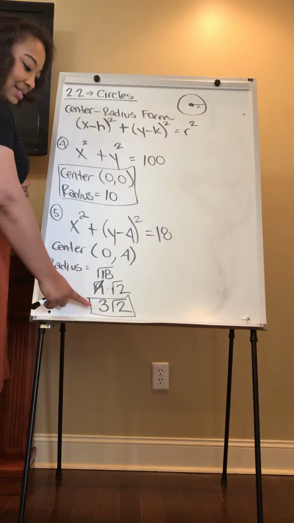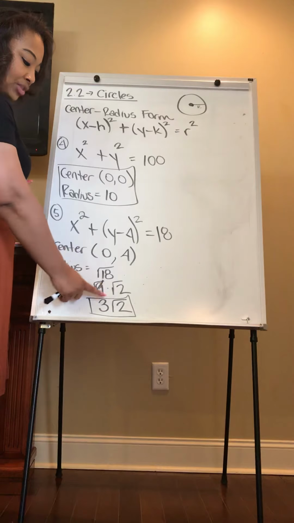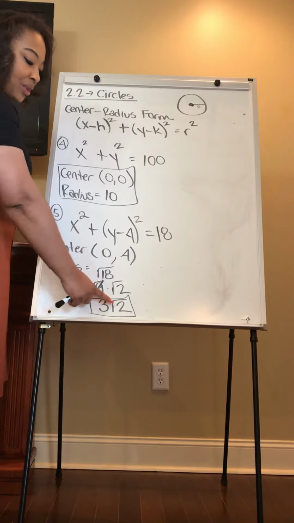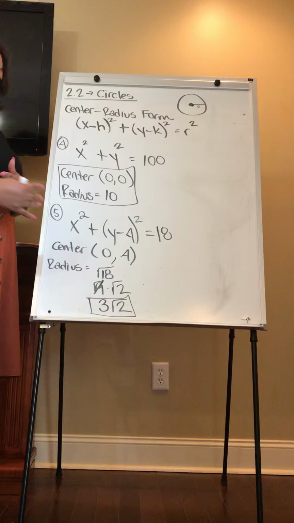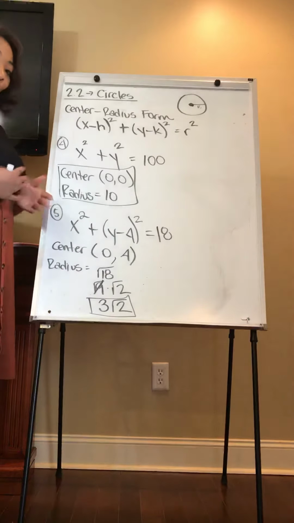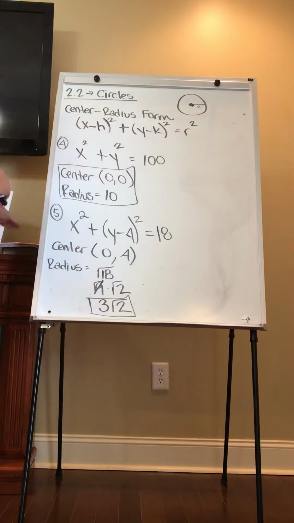So the radius, once we broke down the square root of 18, square root of 9 times square root of 2, square root of 9 is 3, bring down the square root of 2. So you will have some radius where you're going to have to break down with your chart, okay? And this is the center radius form.